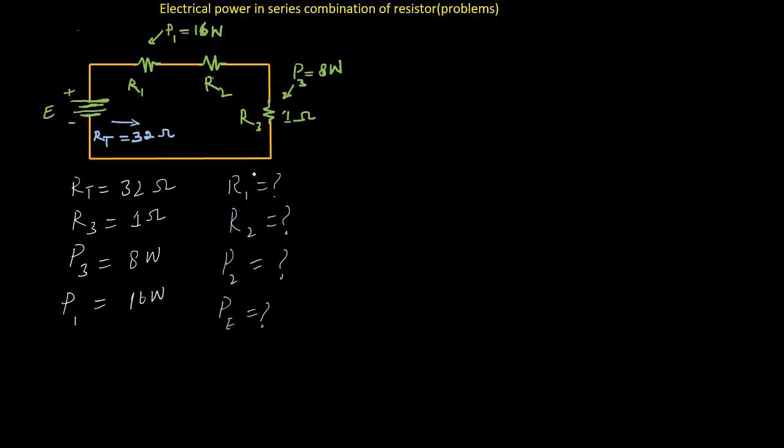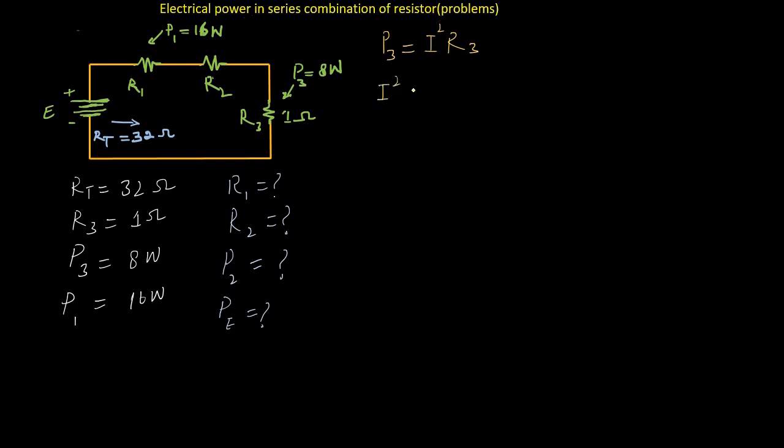Now before finding R1, R2, P2 and PE, we need to find the total current in this circuit. We know that the current in a series combination is the same at every point in the circuit. So first of all, we need to find the current, and we can find it from the third component. The power for this third component is equal to I squared times R3. P3 and R3 are already given to us, so we can find I from this equation.